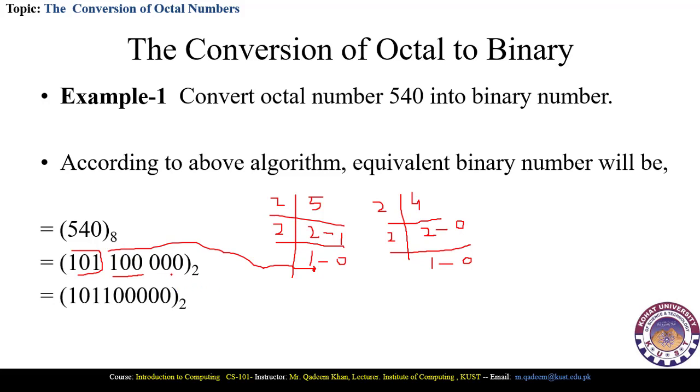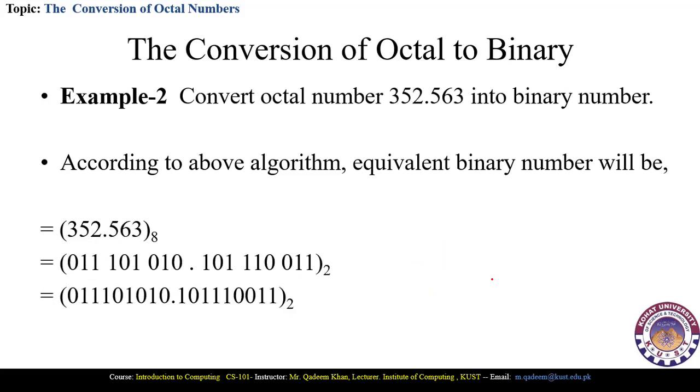Similarly, 0 by 2 means 0. So we represent 3 different bits, 000, because the base of the octal is 8 and 2 power 3 is equal to 8. So we require 3 bits here, so 000. Then we combine all these bits, and it will be 101100000, which we have converted to binary. This is the conversion of octal to binary.